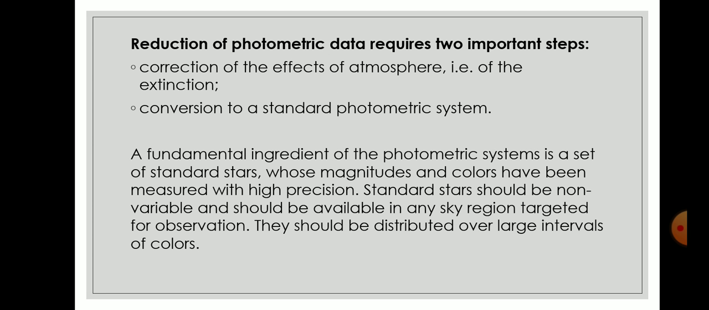The reduction of photometric data requires two important steps. First is correction of the effects of atmospheric extinction and the conversion to a standard photometric system. A fundamental ingredient of the photometric system is a set of standard stars, whose magnitudes and colors have been measured with high precision. So a standard star should be non-variable and should be available in any sky region targeted for observation. They should be distributed over large intervals of colors.